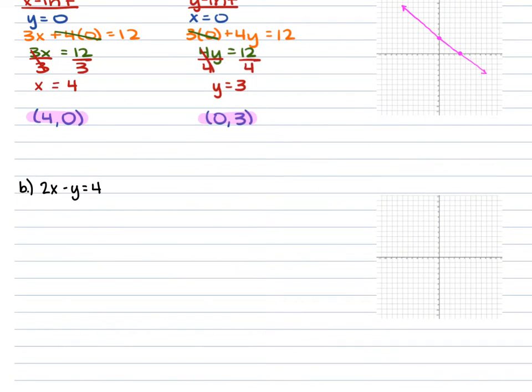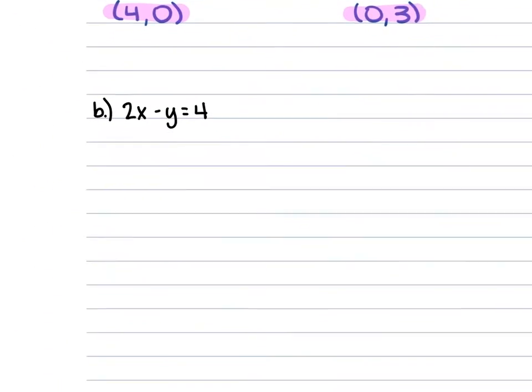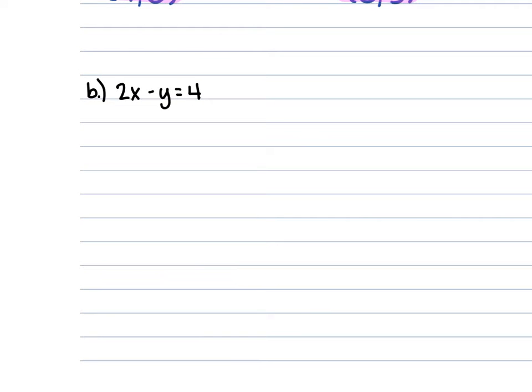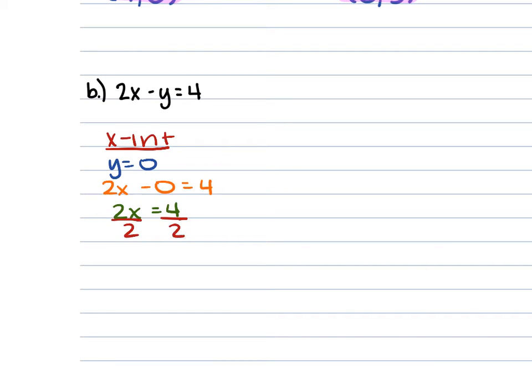For example B, they give us 2x minus y is equal to 4. So to find our x-intercept, I'm just going to plug in 0 for y. So this is going to give me 2x minus 0 is equal to 4. This simplifies to be 2x is equal to 4. So I divide each side by that 2, and I get that x is equal to 2. So this is the ordered pair 2, 0.